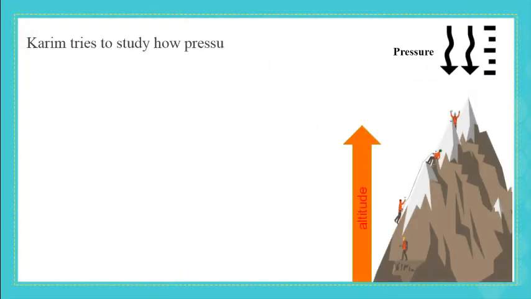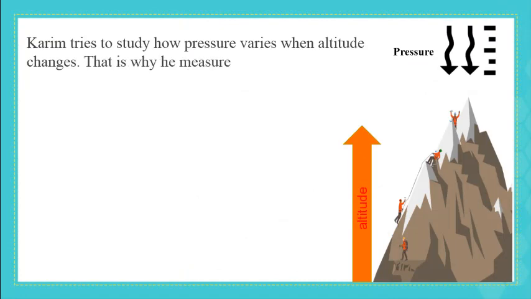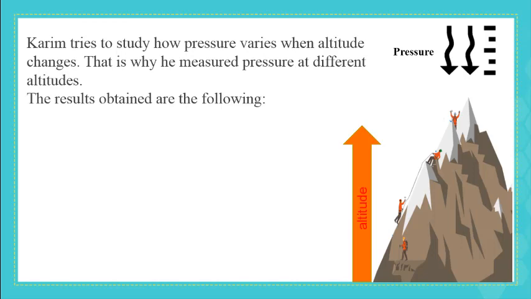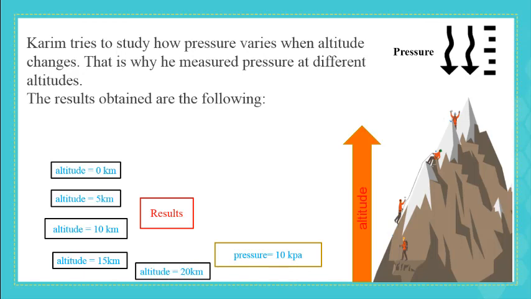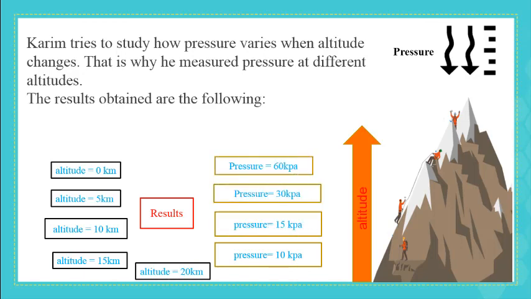Example: Karim tries to study how pressure varies when altitude changes. That's why he measured the pressure at different altitudes. The results obtained are the following. Altitude: 0 km, 5 km, 10 km, 15 km, and 20 km. Pressure: 10 kilopascal, 15 kilopascal, 30 kilopascal, 60 kilopascal, and 100 kilopascal.